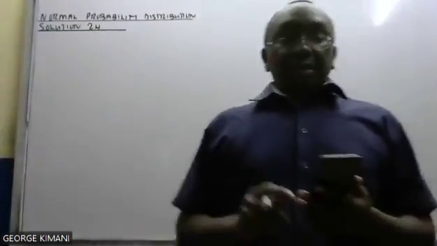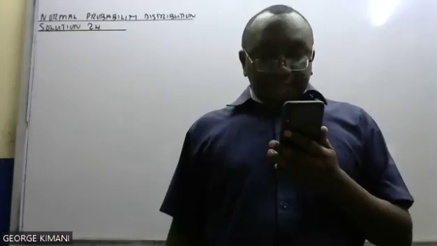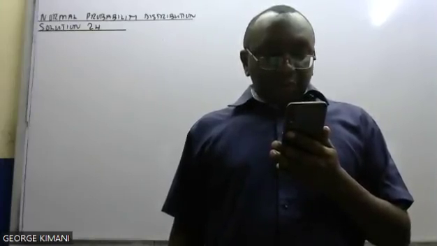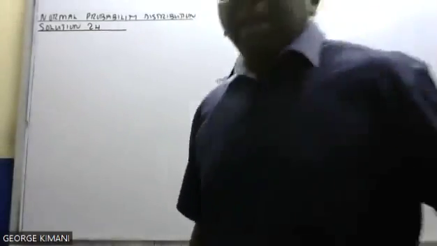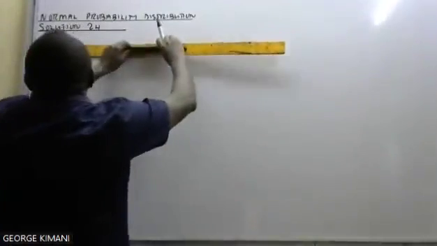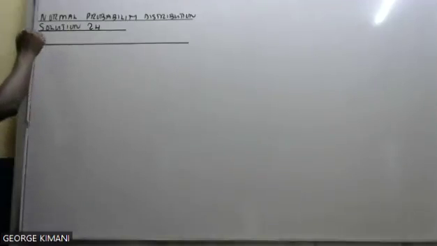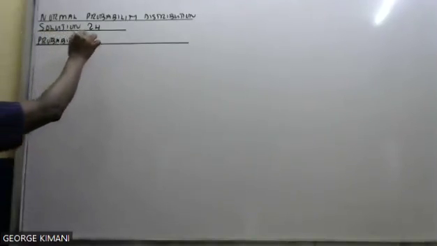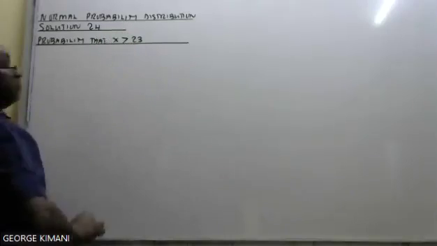So the question says, suppose a normally distributed random variable x has a mean of 30 and standard deviation of 7. Find the following probabilities. The first one is x is greater than 23. So, probability that x is greater than 23.